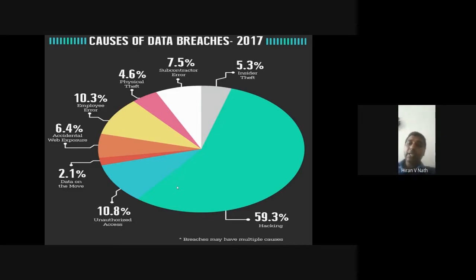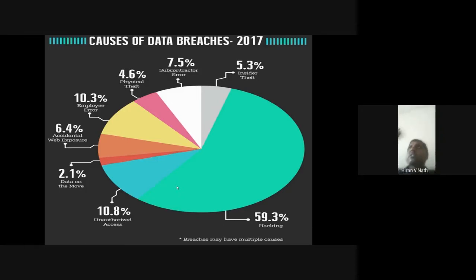Then the major concern, which is still a research issue, is insider theft. An insider to an organization could be stealing the data. That's a major threat which is currently not solved, and a lot of work is going on in the area of insider threat. Then there is physical theft and data on the move, like when you don't encrypt data before you copy it into a pen drive and transfer it. So these are the major causes of data breach.